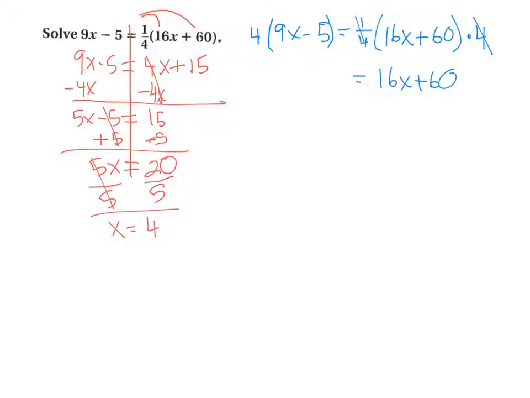And on the left side, I have 4 times 9x, that's 36. 4 times negative 5 is negative 20. And I can't forget my x there, 36x minus 20. And now we can solve this problem using the same steps that we saw on the previous problem, and we'll get the same answer. And if you don't believe me, feel free to try it out.